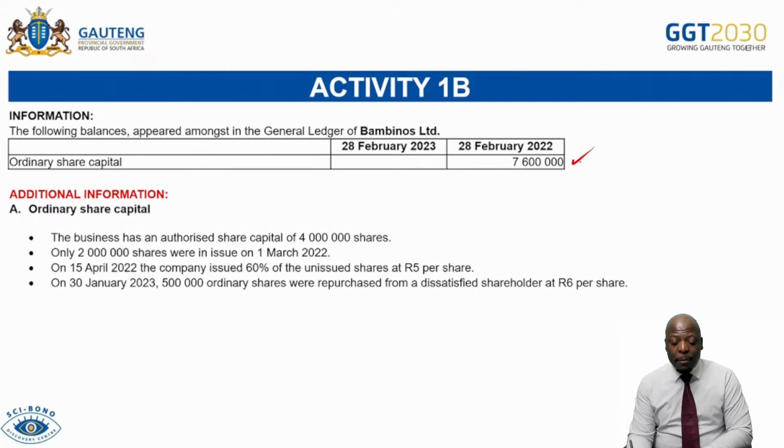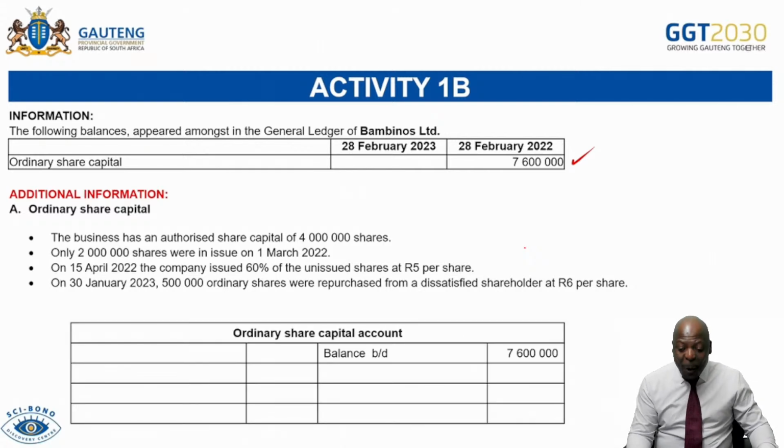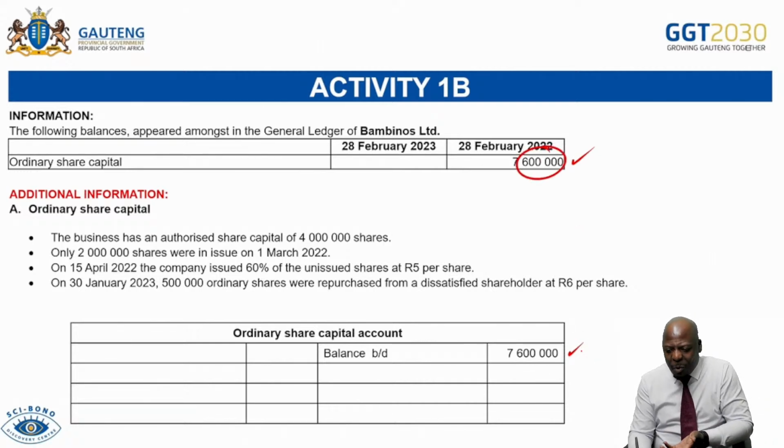The next one reads, ordinary share capital. The business has an authorized share capital of 4 million shares. Only 2 million were in issue. And then we're given all this information. But let's see, what do they want us to do? They want us to prepare the ordinary share capital account. And the good thing is the balance is already put. That one was an easy one, a giveaway. It's in the balances here, so that's why you find it down here. It's not a problem for this one.